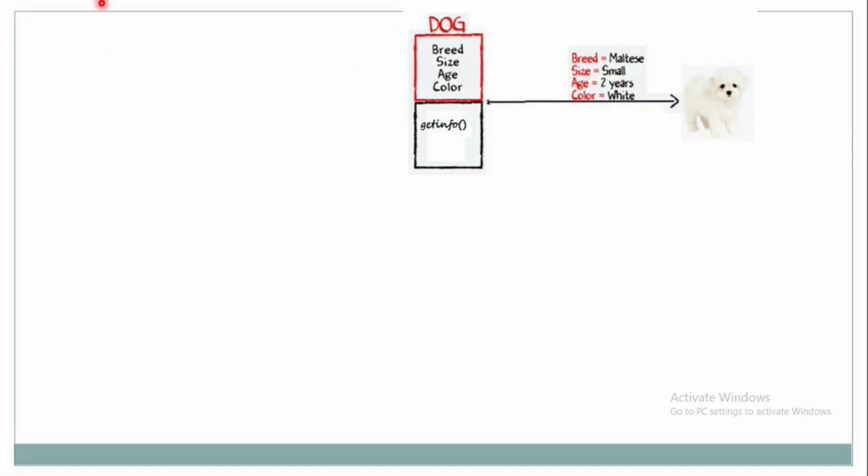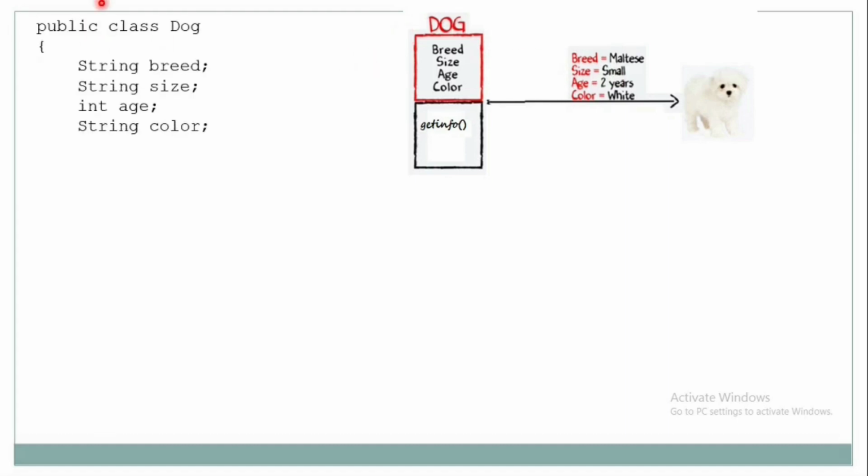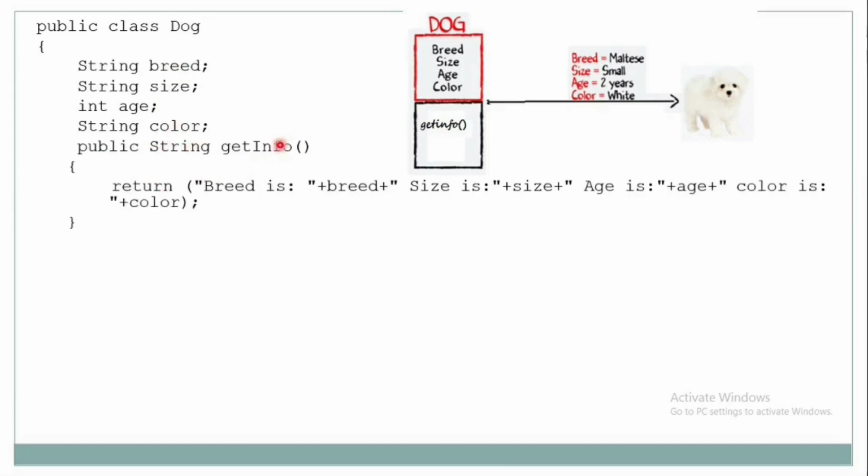Now let us create a simple class called Dog, and breed, size, age and color are the instance variables. Now let us create a method called getInfo that prints the values of all these instance variables. As you can see here, public String getInfo. Why String? Because it will be returning some values. It will be displaying the values of breed, size, age and color.